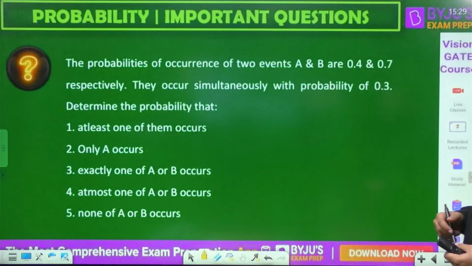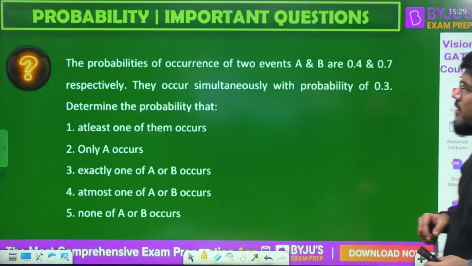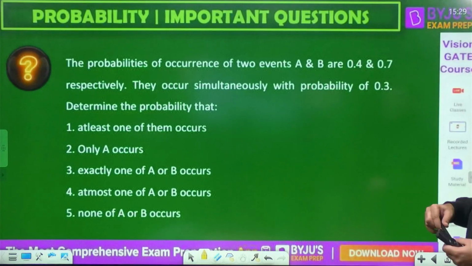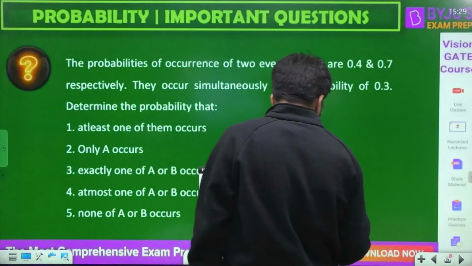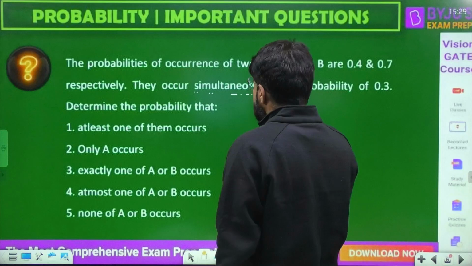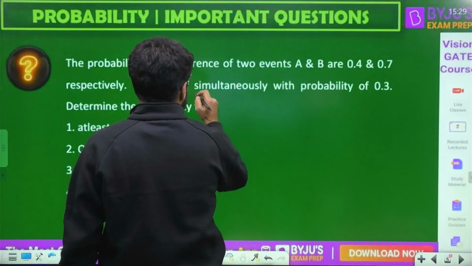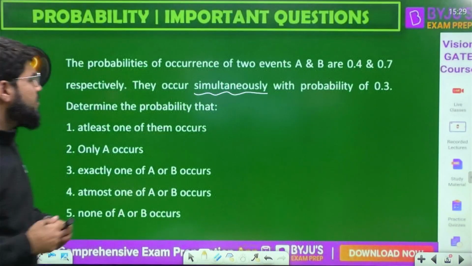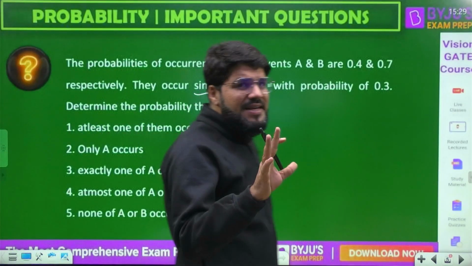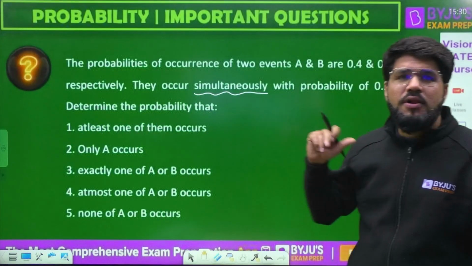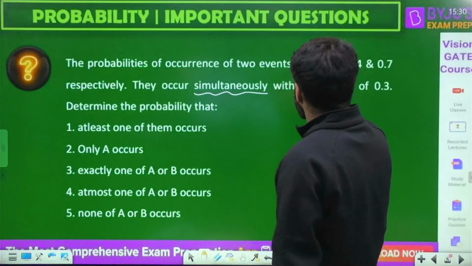The probability of occurrence of two events A and B are 0.4 and 0.7 respectively. They occur simultaneously with probability 0.3. Simultaneously means together, they occur together with the probability of 0.3. Determine the probability that at least one of them occurs. Now let's understand, and also let me draw the Venn diagram so that the whole picture is clear to you.